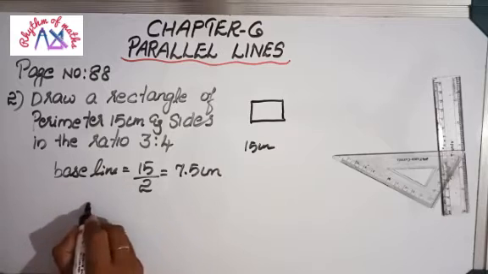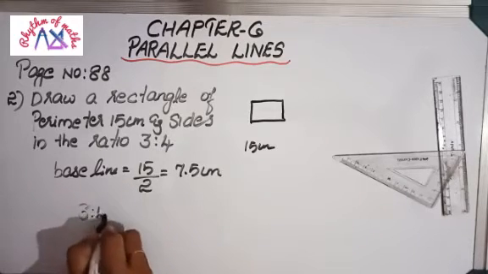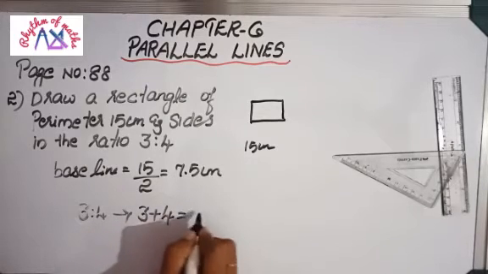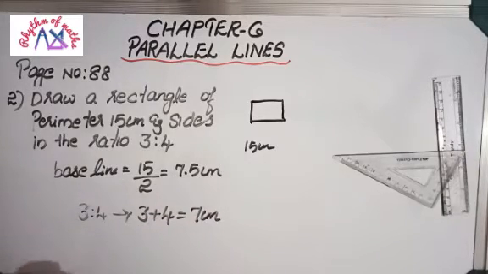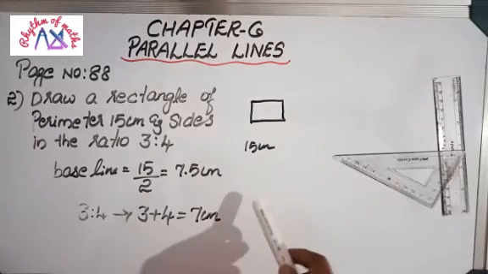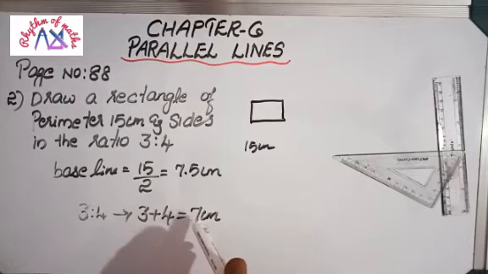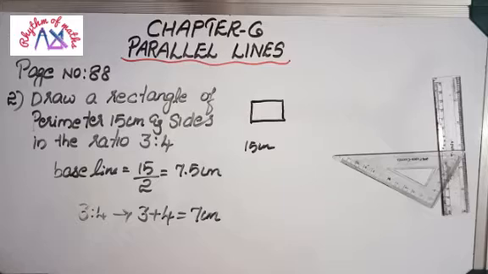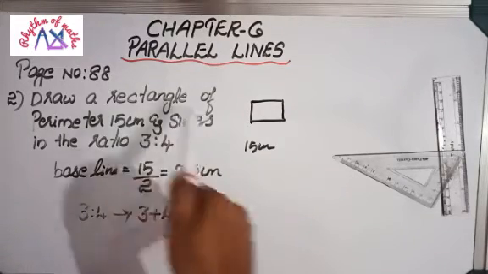3:4 means 3 plus 4, so 3 plus 4 is 7 centimeter. So 7.5 centimeter is the baseline, then 7 centimeter is the slanting line. This total 7 centimeter we have to divide in the ratio 3:4. Then only we can find the sides of the rectangle.